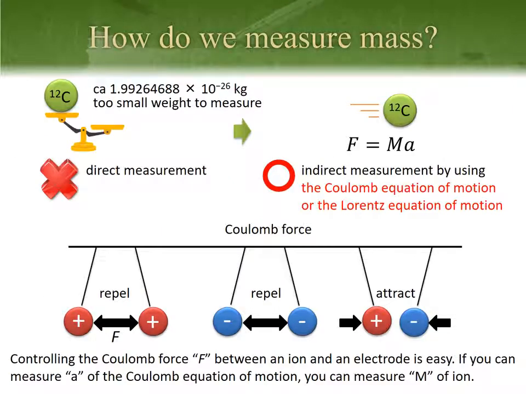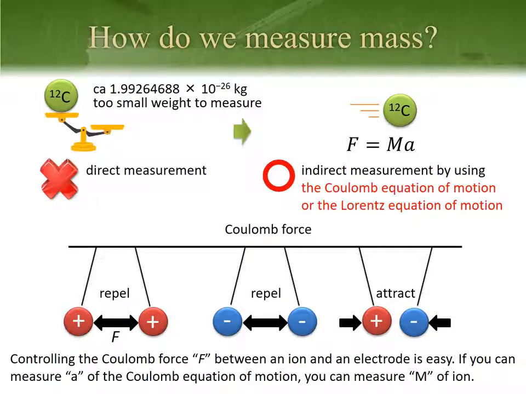The next question is, how do we measure such a small mass? The mass of a single atom, or a single molecule, is too small to measure directly. So, indirect measurement by using the Coulomb equation of motion, or the Lorentz equation of motion, is utilized in mass spec. For example, two ions with the same charge, say, two cations or two anions, will repel each other. On the contrary, ions will be attracted to other ions with the opposite charge. This is the Coulomb force.